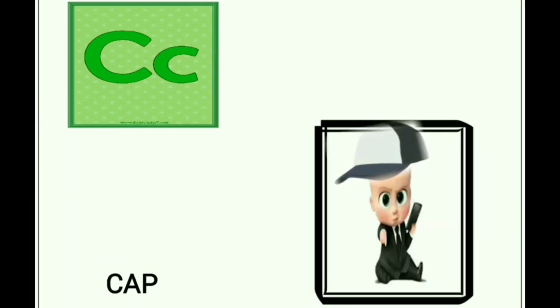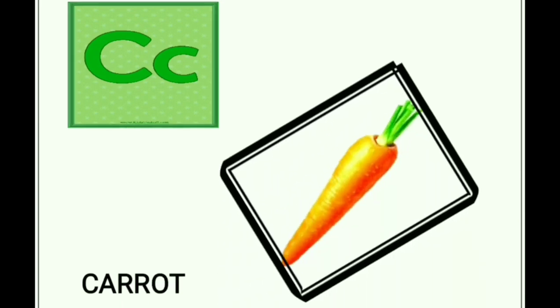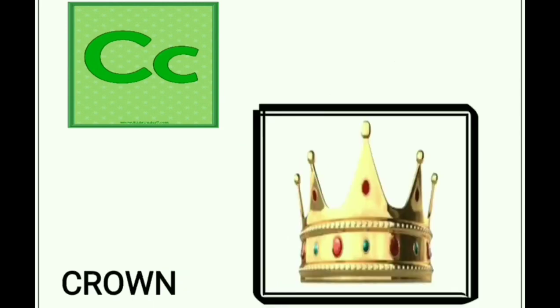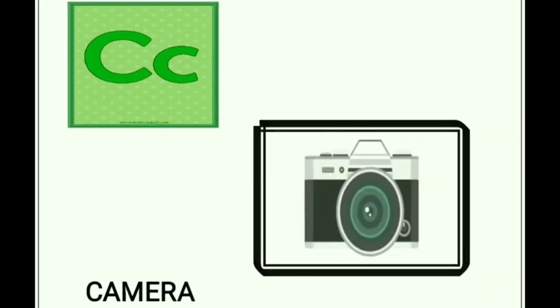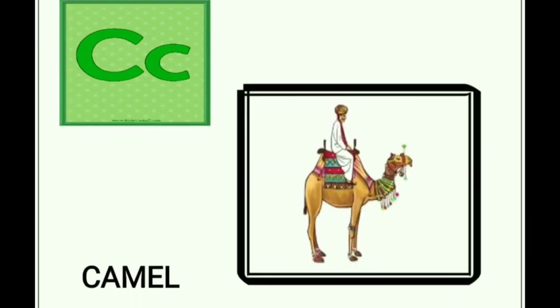C for cat, K K K. C for carrot, K K K. C for crown, K K K. C for car, K K K. C for camera, K K K. And C for camel, K K K. Now I learned letter C.